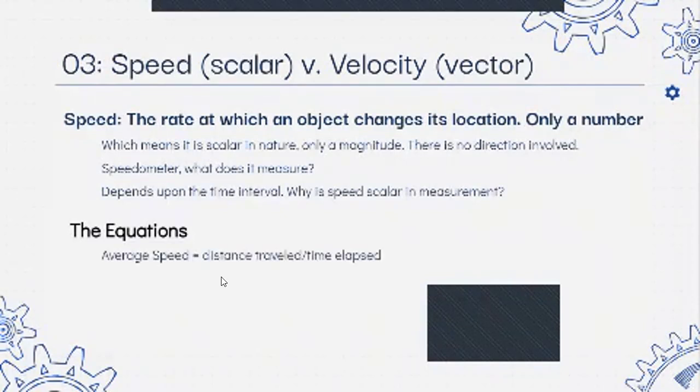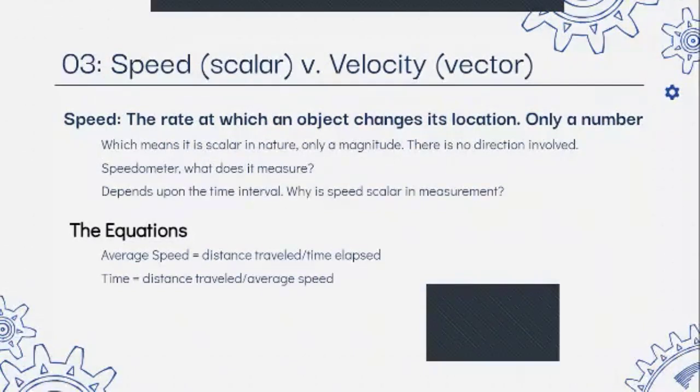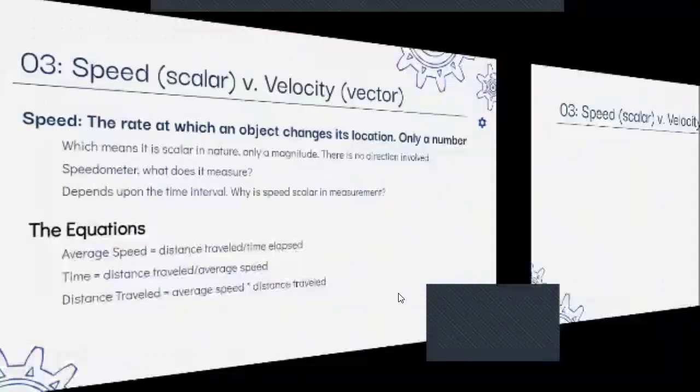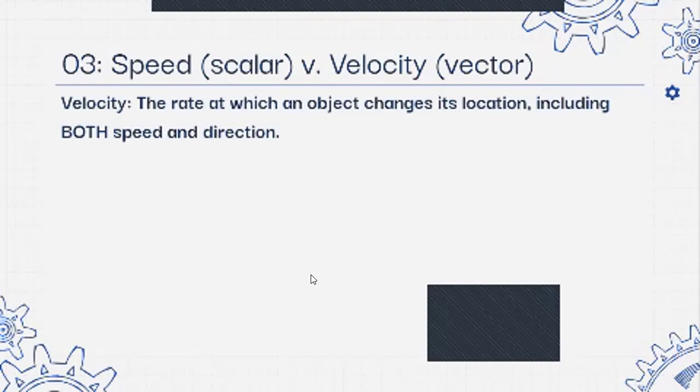All right, so the equations. Average speed is distance traveled over time elapsed. Time is distance traveled over average speed. And distance traveled equals average speed times time. No, that should not be average speed times... that should be time. Don't pay attention. It should be time. All right.